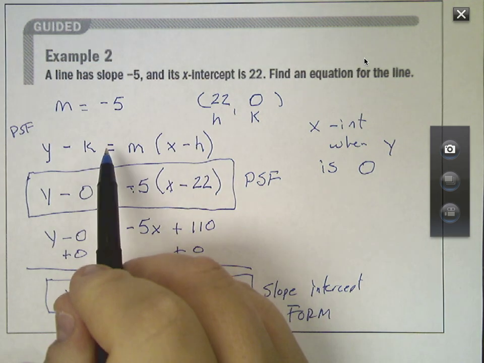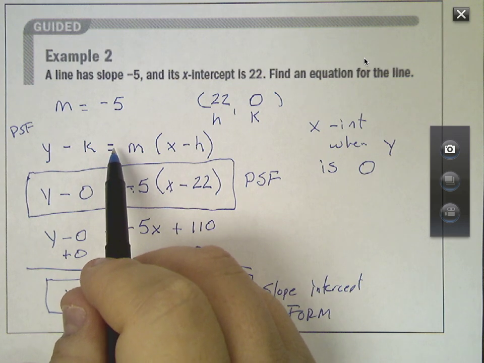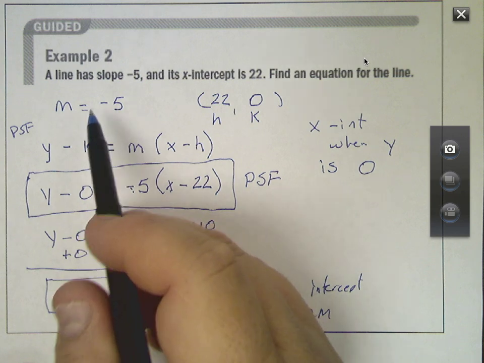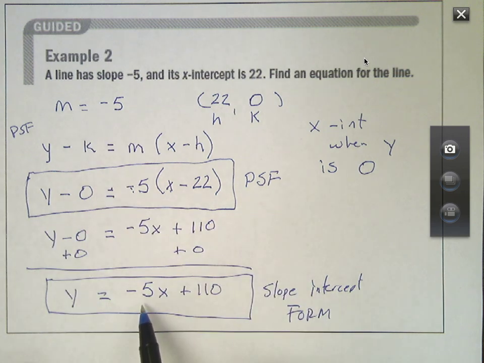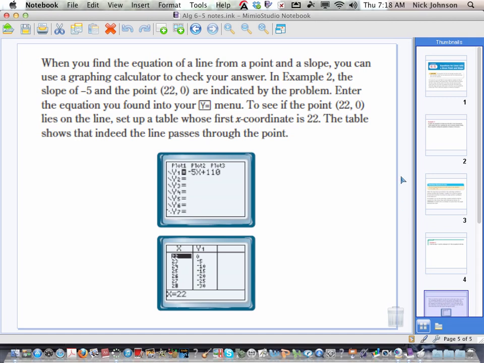And this formula right here, point-slope form, is an easy way to get you to find an equation for a line given a point and a slope, and will easily get you to slope-intercept form. Why would we use slope-intercept form? Well, we would use it to put it on our calculator. Let's do that. Let's look at the next slide.